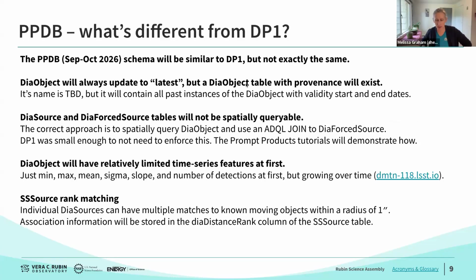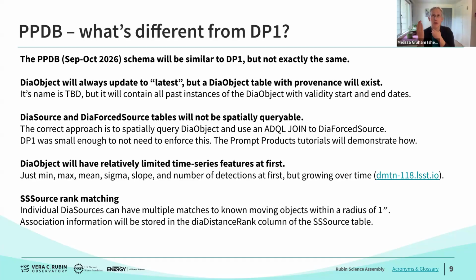All right, PPDB, all of these names. So if you were in the difference image session yesterday, a lot of these names are very similar: DIA source, DIA object. They also exist in the annual data releases. Are they exactly the same or not? They are very similar in terms of their schema, but they're not exactly the same. So the DIA object, for example, the user-facing DIA object table in the PPDB will always update to the latest version of the DIA object.